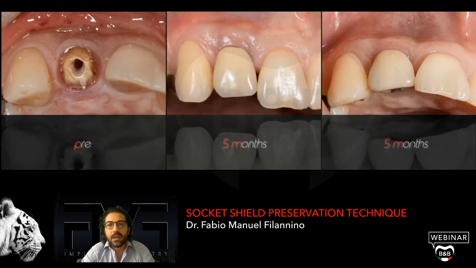And now we are at 5 months, and from the very dramatic situation of the beginning, we now are at this point with the osseointegration of the implant, good soft tissue health, and a new convexity, buccally, in the buccal aspect of the lateral incisor.